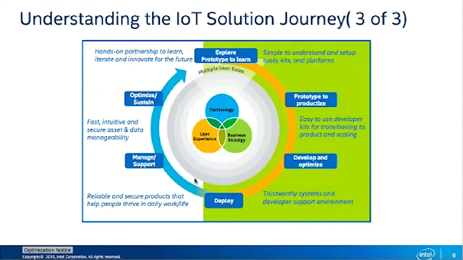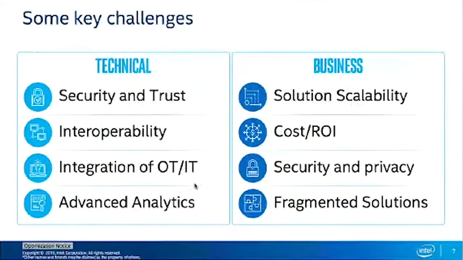So the challenges that we have seen on the technical side are that you need to worry about security and trust, and interoperability, because you have an amalgamation of various technologies that are going to come together in your IoT solution. You need to figure out the integration of OT and IT, because you need to worry about how the operational aspects and the IT or enterprise aspects are going to come together, integrate, and work in your IoT solution space.